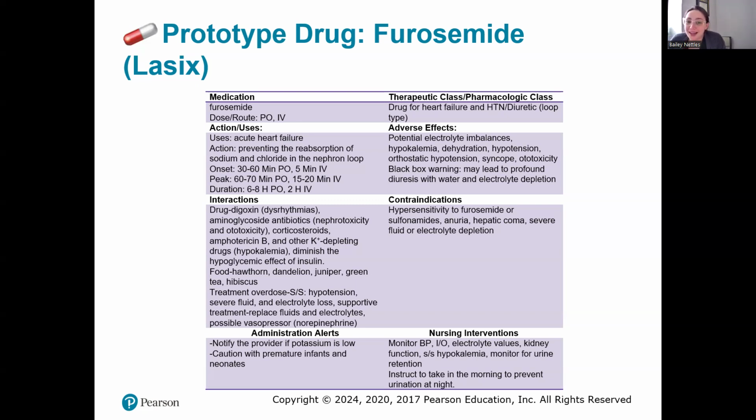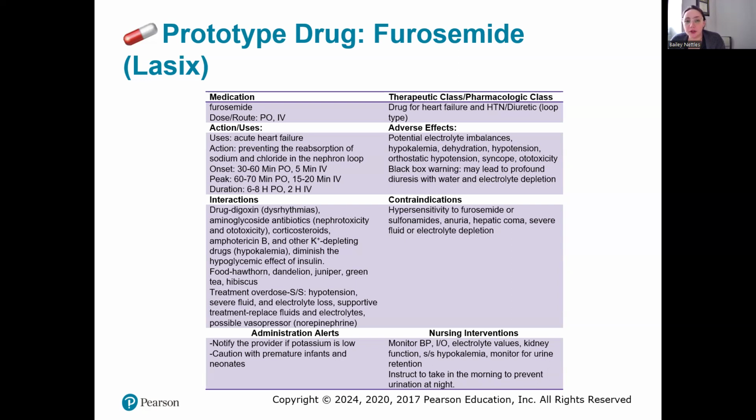Another contraindication is anuria. If I'm not peeing, don't give me something that's going to increase my urine flow, right? If there is some reason I can't pee, whether it's structural, whether there's a kidney stone blocking it, okay? If something is blocking it getting out, or I just can't pee on my own, don't give me something that's going to make my urine production increase because my bladder is going to swell and pop, okay? Bad idea. Hepatic coma.